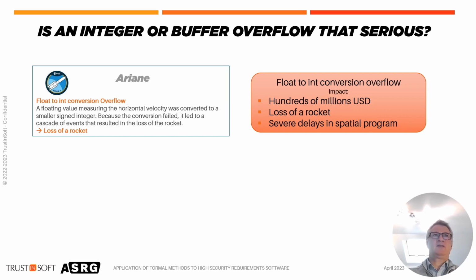The first example I'll give is the Ariane rocket, a space rocket, where a float to int conversion overflow failed because the float value could not fit in an int, and it led to a cascade of events that resulted in the loss of a rocket. So the impact here is numbered in hundreds of millions of dollars and severe delays in the Ariane space programs.